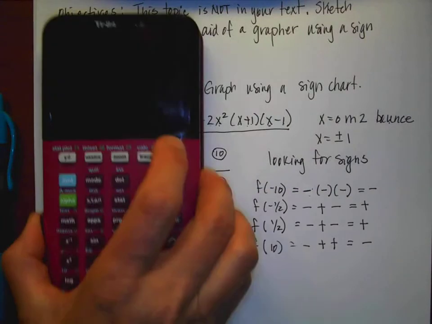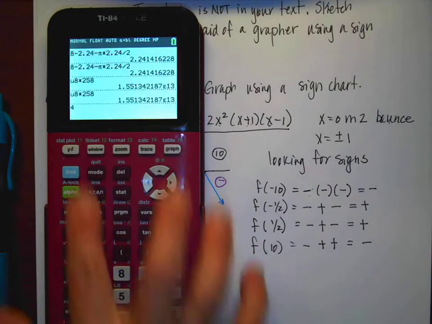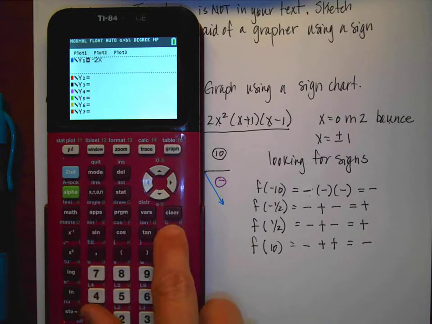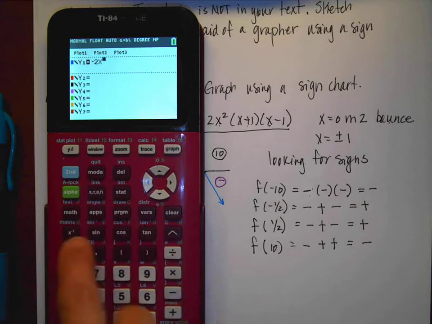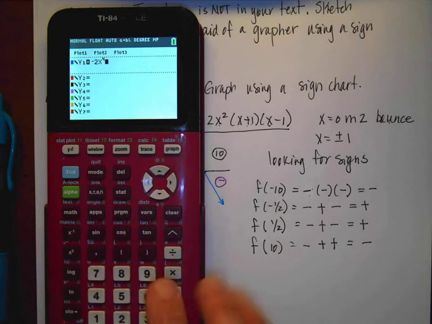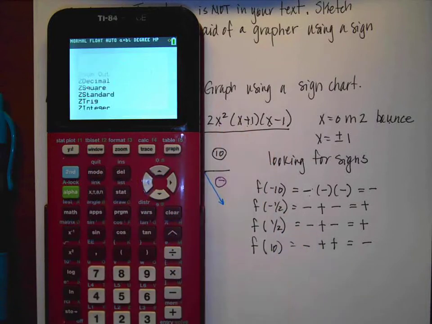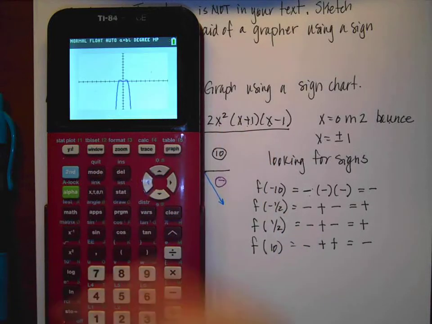So now let me put in my grapher. I'm just going to put my calculator right here. I'm going to go to my y equals and clear what's there. And I'm going to enter the negative 2x raised to the fourth. There's a 4. And then plus 2x squared. And I'm going to do a zoom 6.